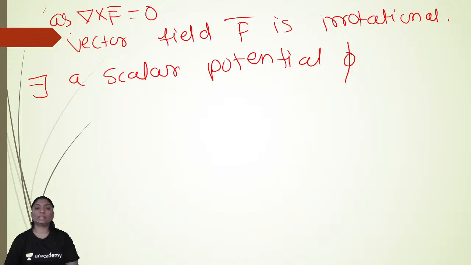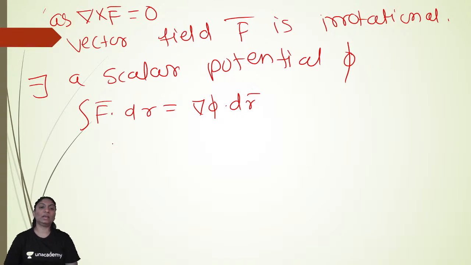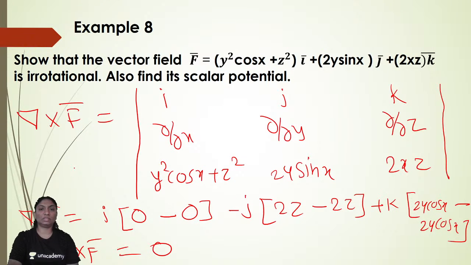Now, once there exists a scalar potential phi, we can write the integral of F bar dot dr bar is equal to the integral of del phi dot dr bar. So we will get the integral of F bar dot dr bar as phi. So we will integrate this F bar dot dr bar. Your F bar is given.